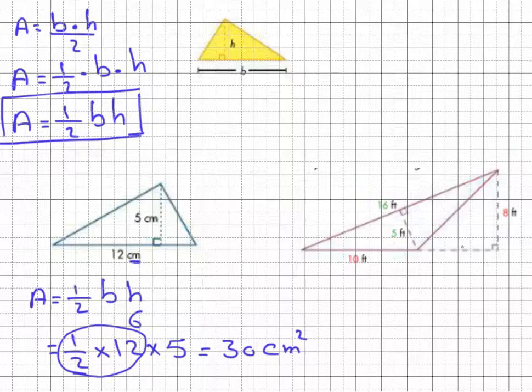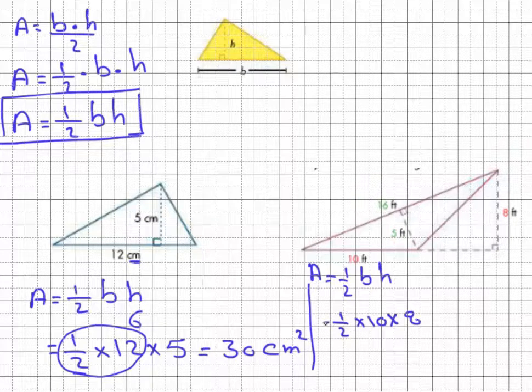Here the same way, I will find the area. First we still set the rule. The rule is half bh. This is the area. And if I say this is the base and this is the height, the answer will become half of 10 multiplied by 8.